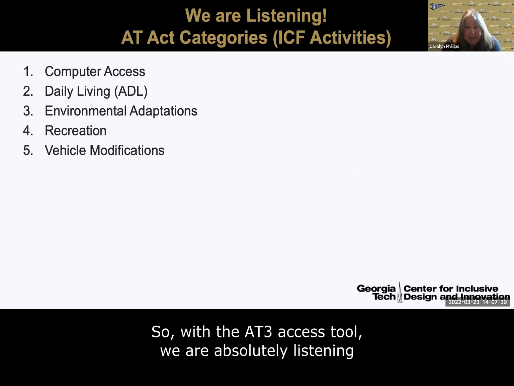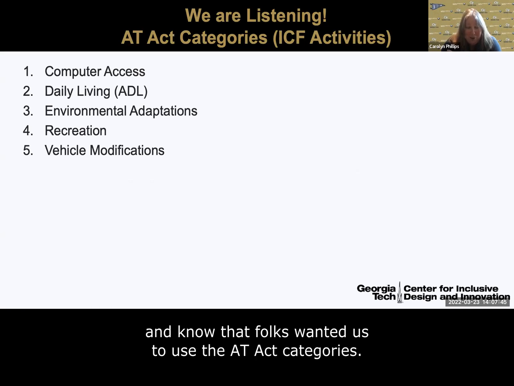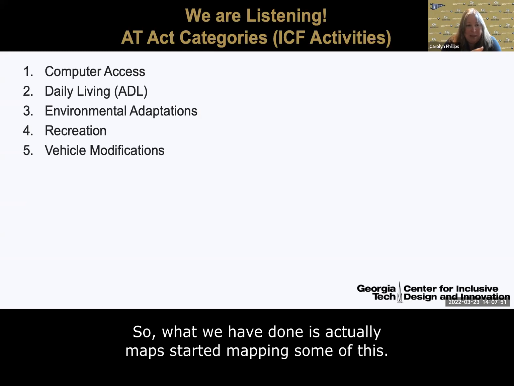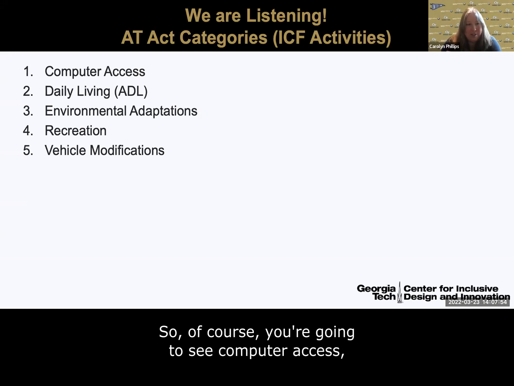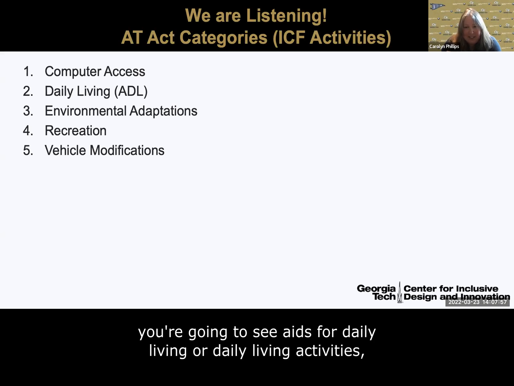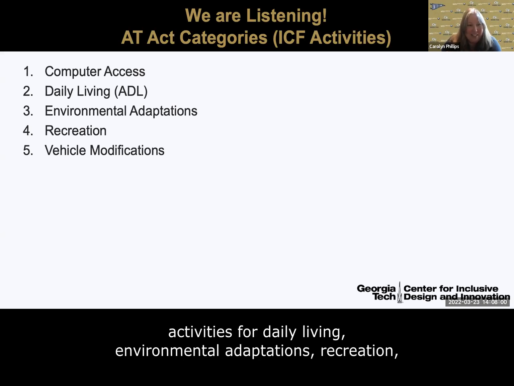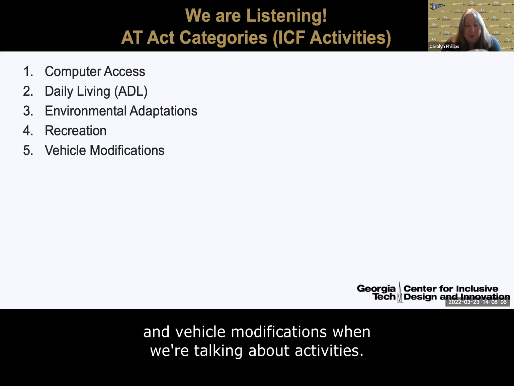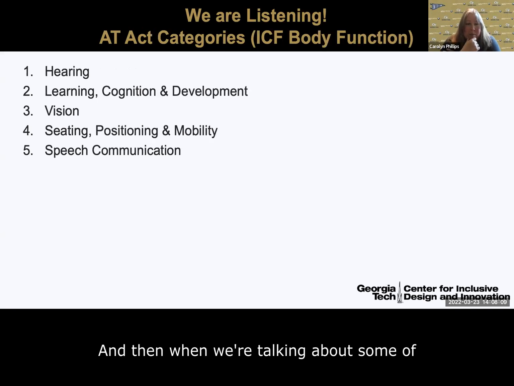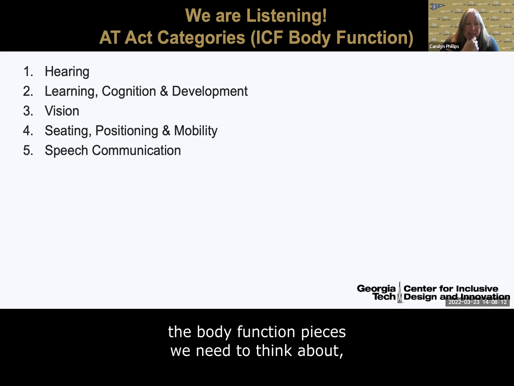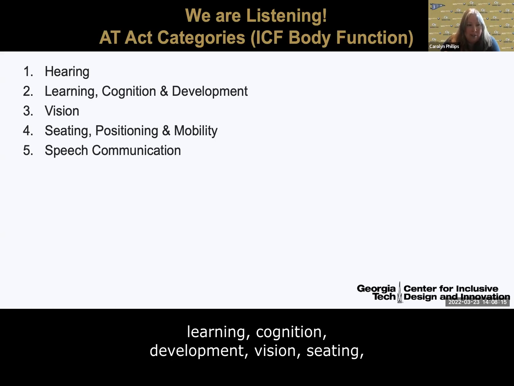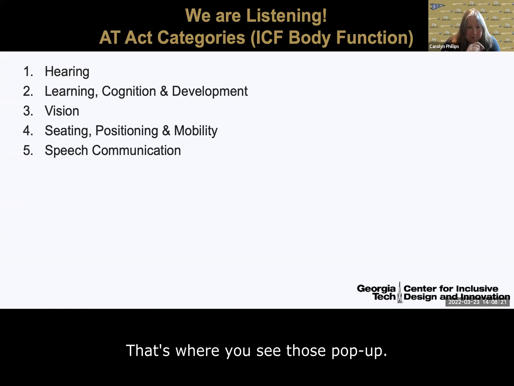So with the AT3 access tool, we are absolutely listening and know that folks wanted us to use the AT Act categories. So what we've done is started mapping some of this. Of course you're going to see computer access. You're going to see aids for daily living, environmental adaptations, recreation, and vehicle modifications when we're talking about activities. And then when we're talking about some of the body function pieces we need to think about, that's where you see hearing, learning, cognition, development, vision, seating, positioning, mobility, and speech communication. That's where you see those pop up.